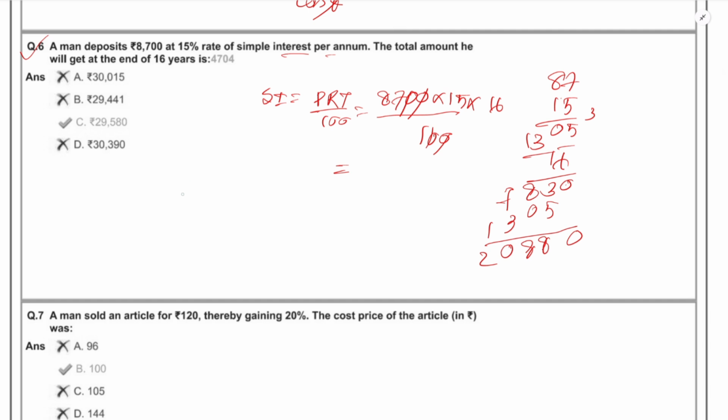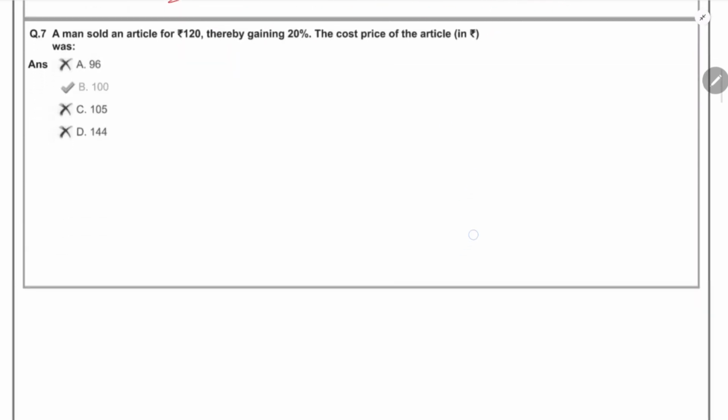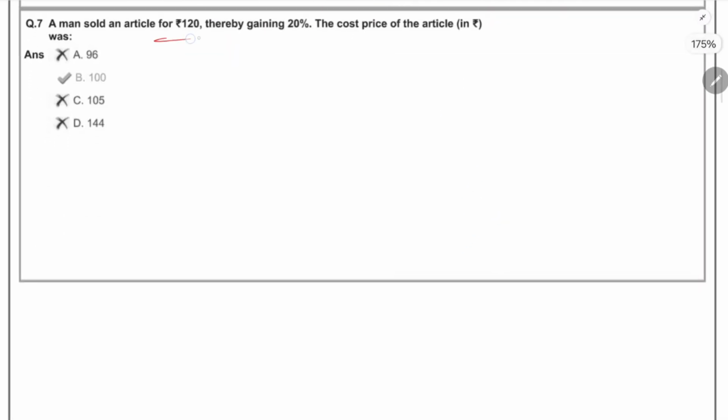Now the total amount will be 20880 plus 0.92. So option C is correct. A man sold an article for 120 rupees, thereby gaining 20%.